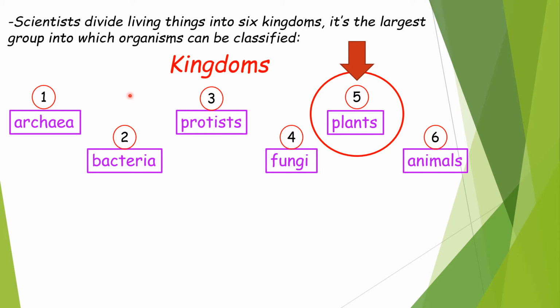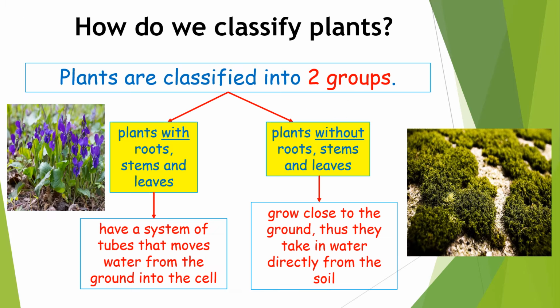Last week we learned that scientists divide living things into 6 kingdoms. One of these kingdoms is the plant kingdom. So also plants are classified into different groups. Plants are classified into 2 groups: plants with roots, stems, and leaves, and plants without roots, stems, and leaves.